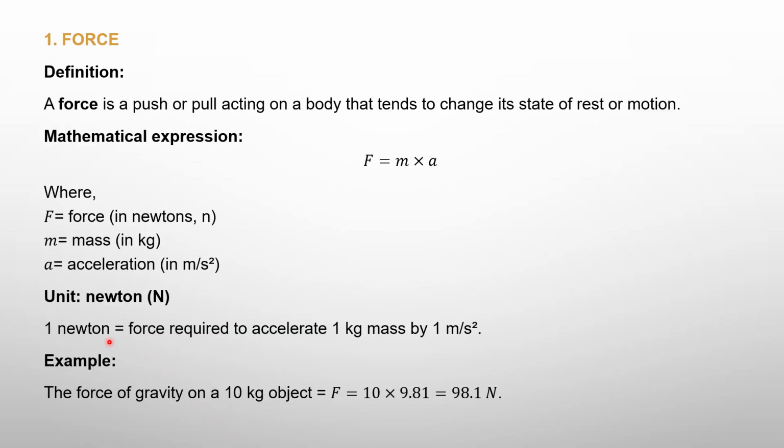So 1 Newton is equal to the force required to accelerate 1 kg of mass by 1 meter per second square. If we talk about a simple example, we can say that the force of gravity on a 10 kg object is 10 into 9.81, that is 98.1 Newton.